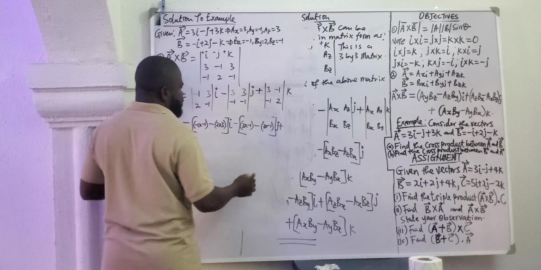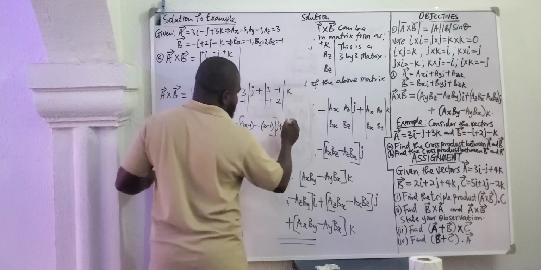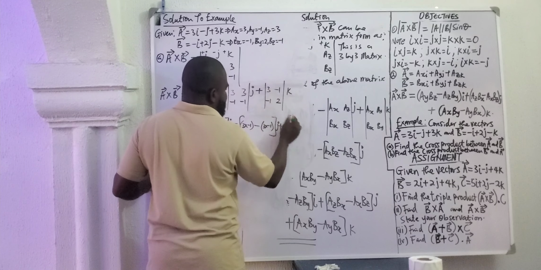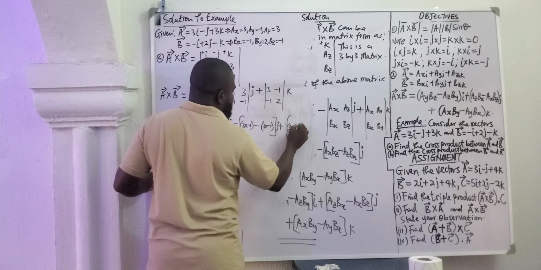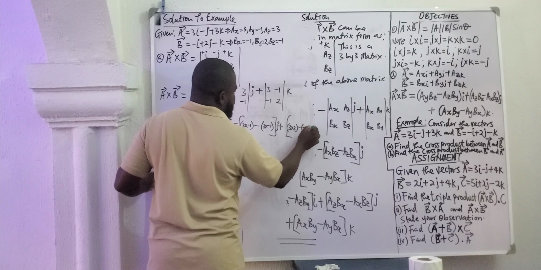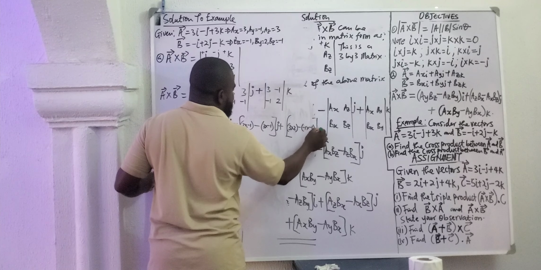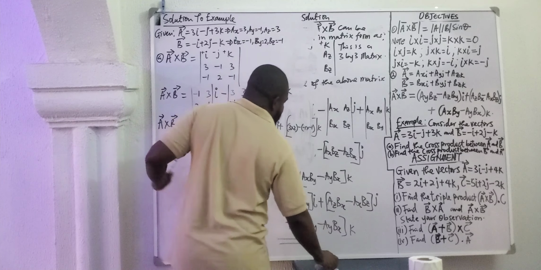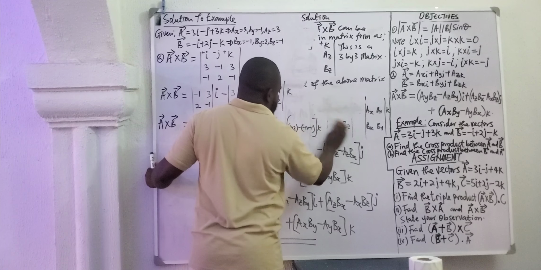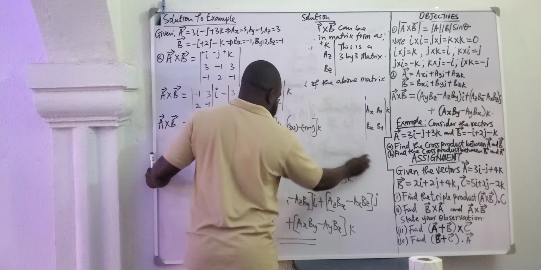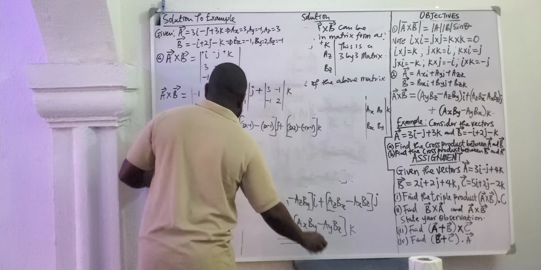J plus, I have 3 times 2 minus 1 times minus 1. Then K. So we have reduced it further. Now we multiply out the values that we have.